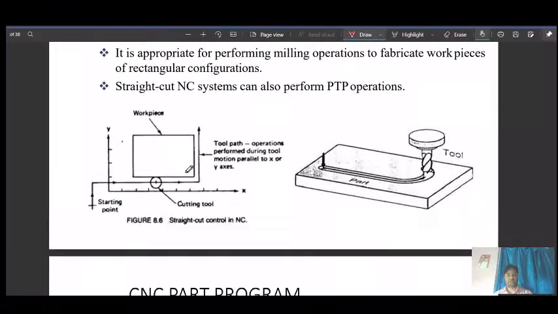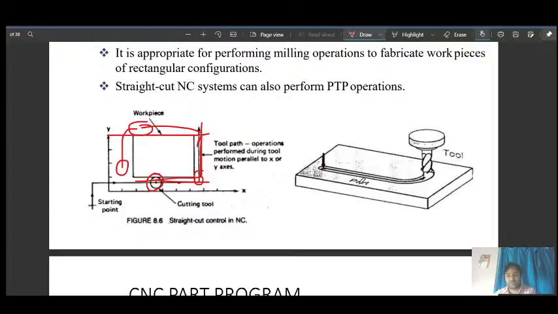So in straight cut motion, as you can see, the tool is cutting only along one axis this way, and after cutting here, it will go this way and then here. So it is an example of a milling operation. It is following only one axis at a time.